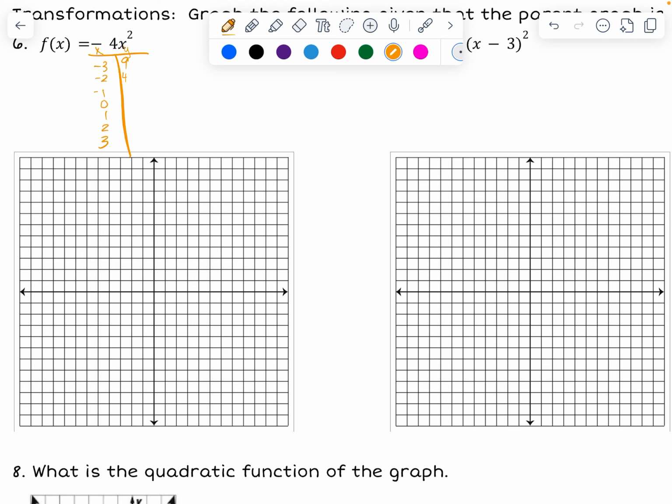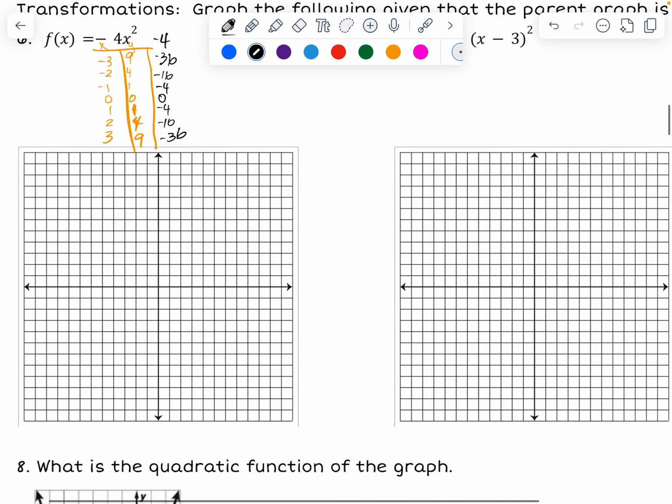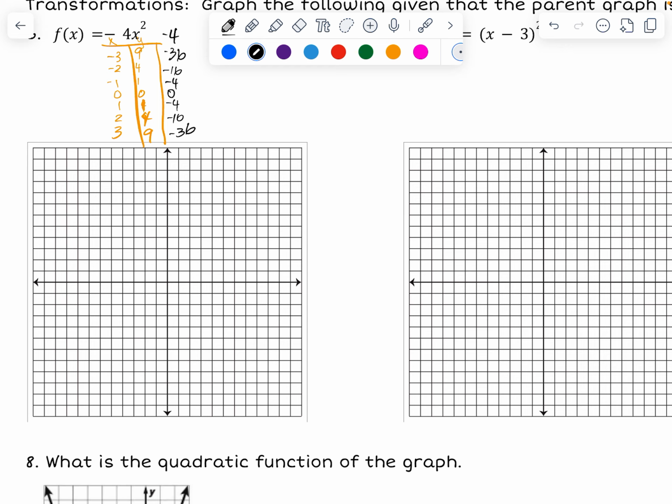This would be 9, 4, 1, 0, 4. Oh, what am I doing? 1, 4, 9. This is telling me that I'm multiplying by negative 4. So negative 36, negative 16, negative 4, 0, negative 4, negative 16, and negative 36. Okay? So I'm starting out at 0, 0, and I'm going to negative 4, 1, 2, 3, 4. And then negative 16 would be down here.